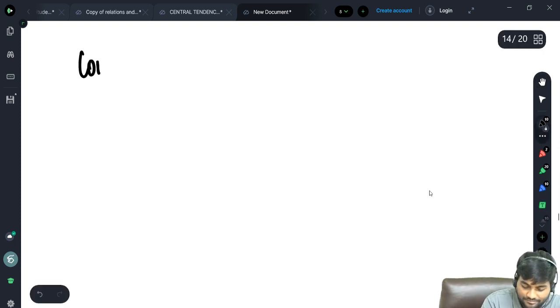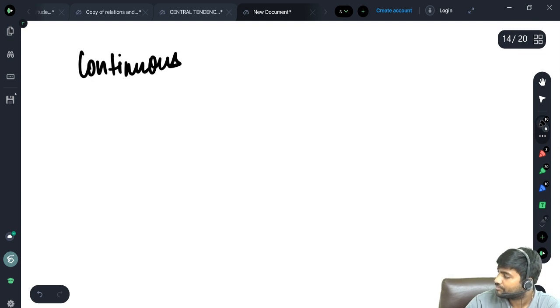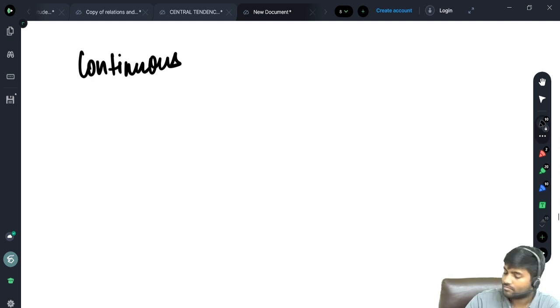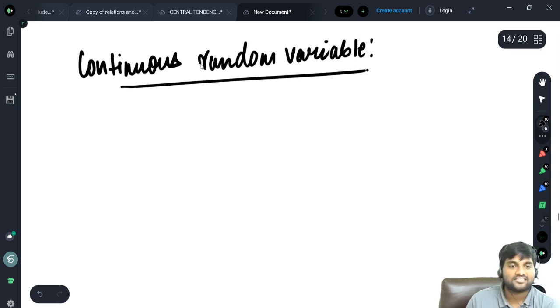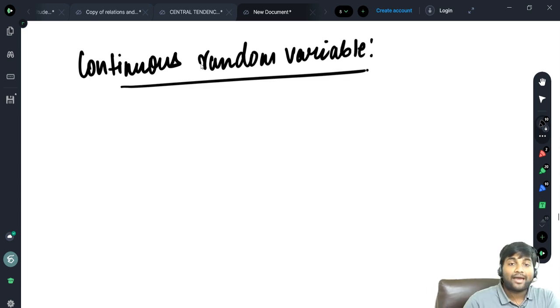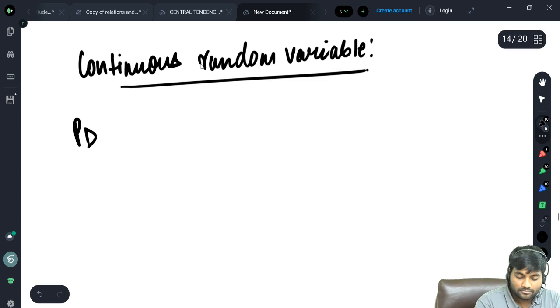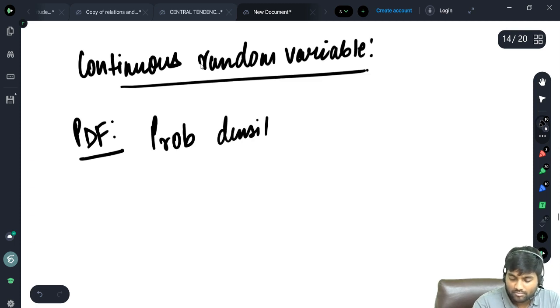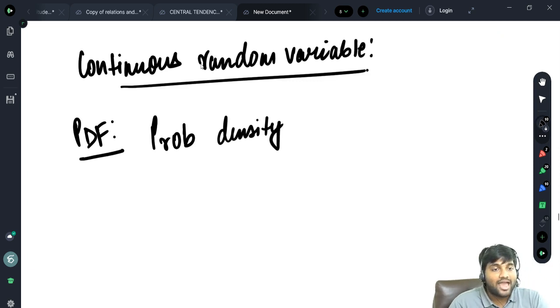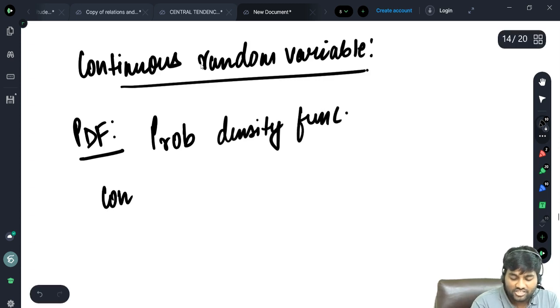Continuous random variable, CRV. So first, probability density function. In discrete we call it distribution, and in continuous we call it density, probability density function. Next, conditions.